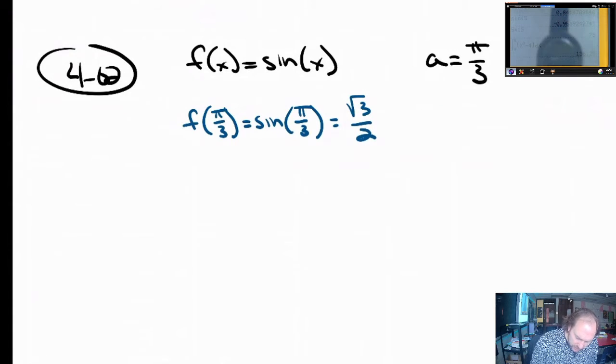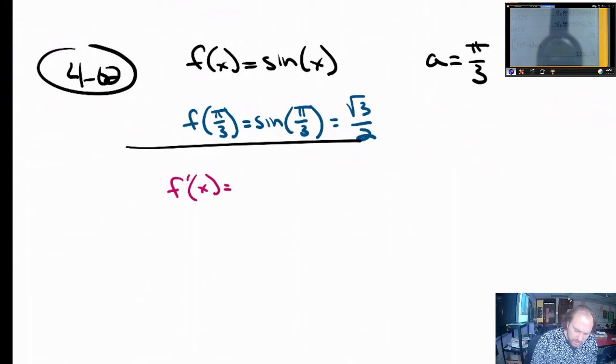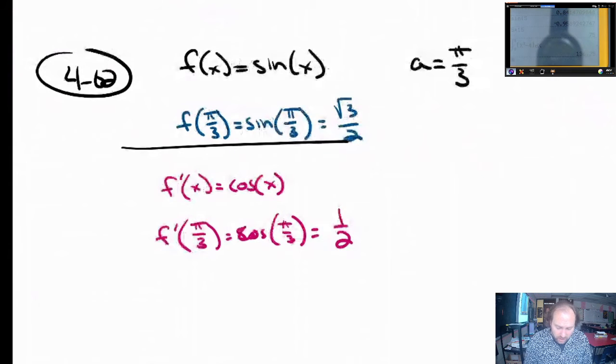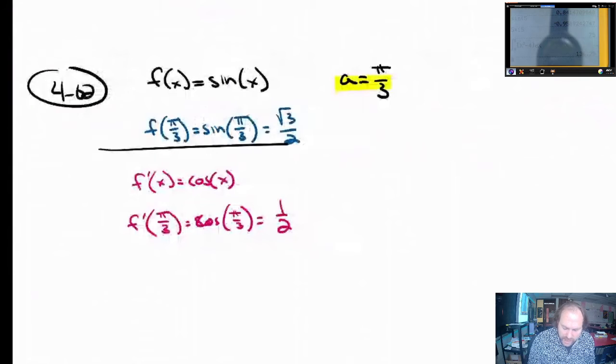And we're also going to need to know what f prime of pi over 3 is, because we need to know the slope at that point. F prime of x, of course, is just the cosine of x. So f prime of pi over 3 is the cosine of pi over 3, which is going to be 1/2. And so putting all of this together, we know that at pi over 3, we get square root of 3 over 2, and the slope is 1/2.